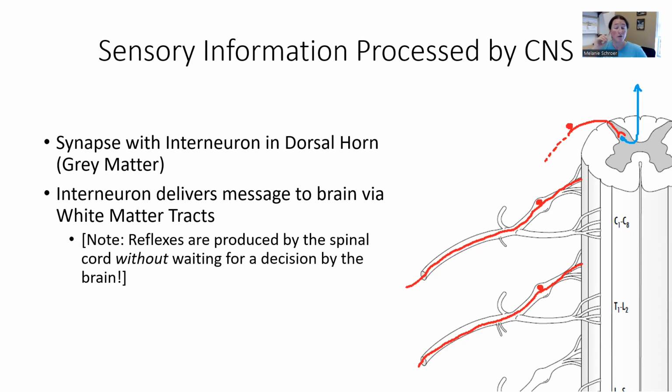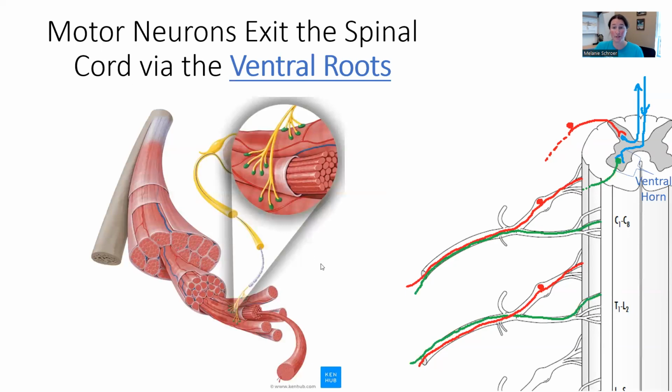This is what normally happens. Note that reflexes don't stop and ask the brain for permission, right? So we don't have this step right here before there is an action produced. We don't actually tell the brain first and wait for a decision. Instead, the sensory information immediately elicits a motor response. So, a very important distinction between normal central nervous system processing and reflexes.